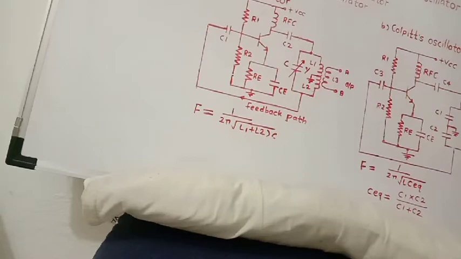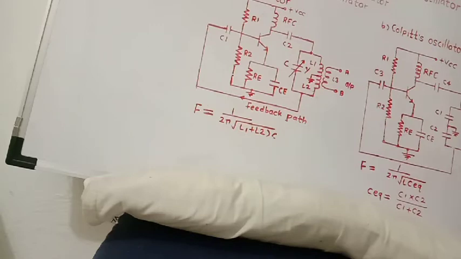First of all, we will see the functions of each component used in the Colpitts oscillator. Resistors R1, R2 and RE provide the necessary bias for the circuit. The frequency of oscillations is determined by the capacitors C1 and C2. These components C1, C2 and L determine the frequency of oscillations. That is, the frequency depends upon the values of C1, C2 and L. These C1, C2 are connected in series, and these capacitors are then connected in parallel with the inductor L to form a parallel resonant circuit.